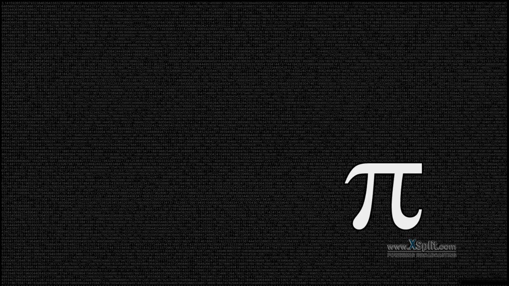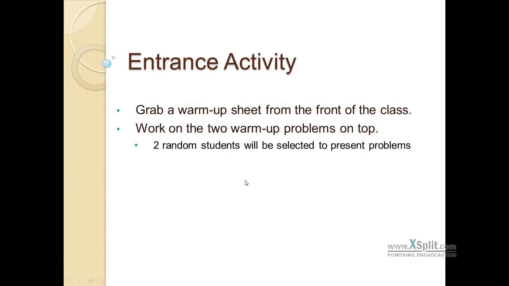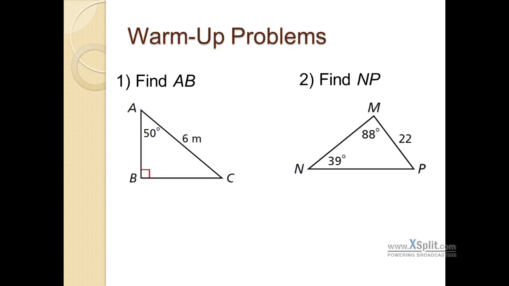The last couple of lessons we've been looking at right triangle trigonometry. In other words, trying to find missing sides and missing angles in right triangles given some information like other sides and angles. Today we're going to look at how to do that, but not necessarily with right triangles. We're going to look at how to find missing sides and missing angles with triangles that are not right triangles.